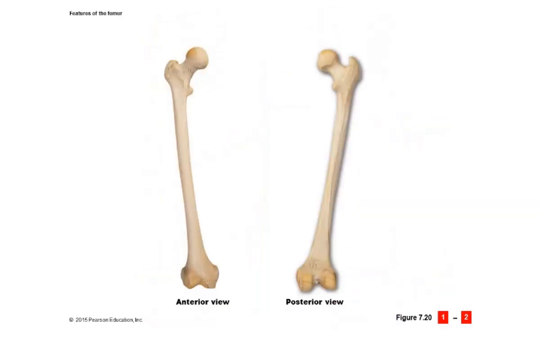So here's a different picture of the femur. This is the anterior view. This is the posterior view. So which leg would this be? Would this be the right or the left leg? This would be the right leg. And this is the front, and this is the back.